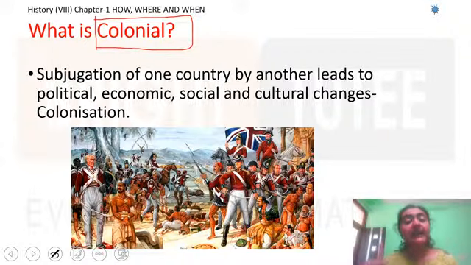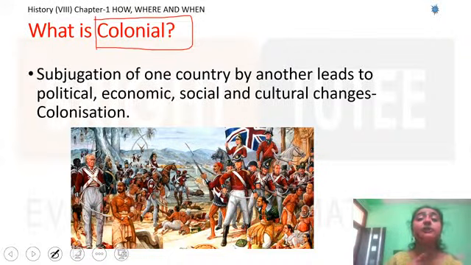Yes students, Indian history after the ancient and medieval period, the third period, is known as the colonial period. Why? Because the feature of colonialism was present in India. Here we are talking in the context of India only, students. So what were the features of colonialism? We will see. And what is colonialism actually?